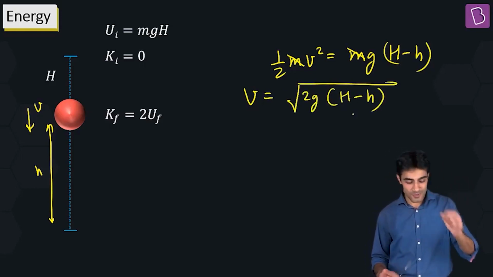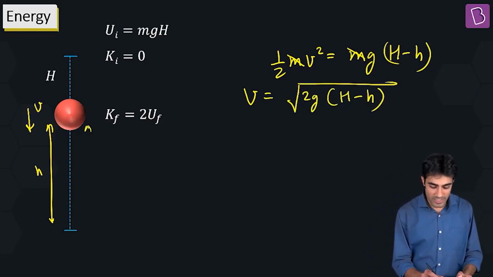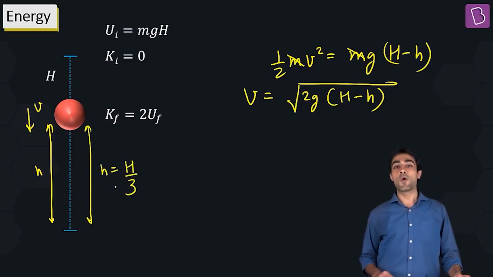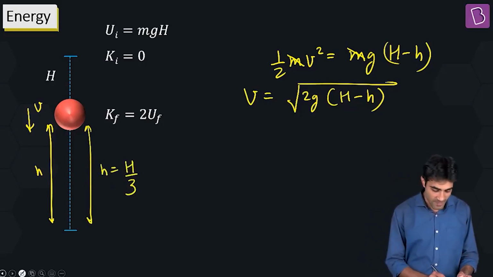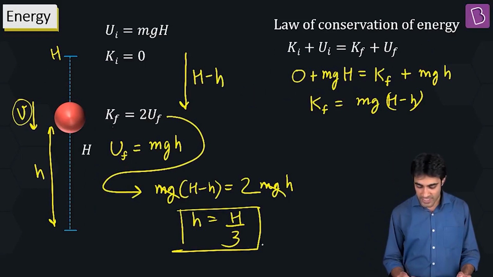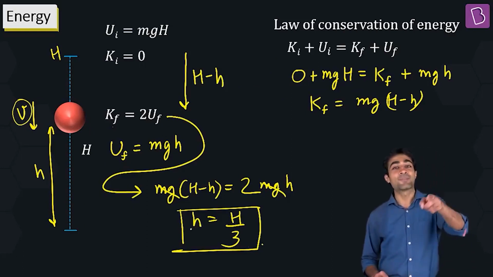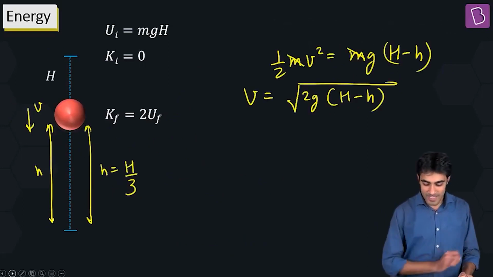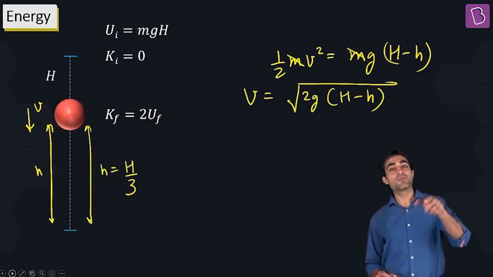And now, do you remember what is small h? Small h we have calculated. Small h came out to be capital H by 3. Oh, we remember that. So we can go back and see, small h came out to be capital H by 3. Okay. Now, we are using this to calculate V.